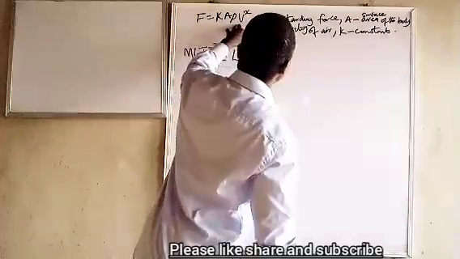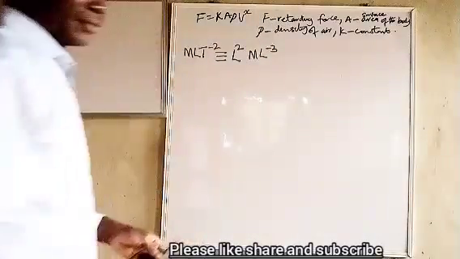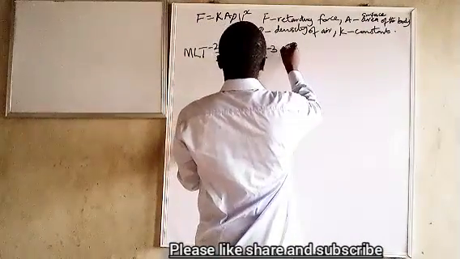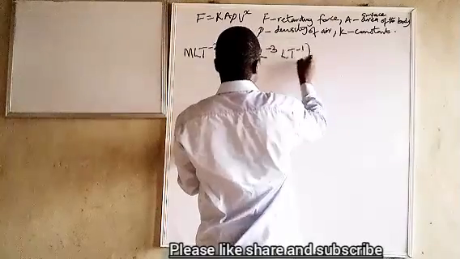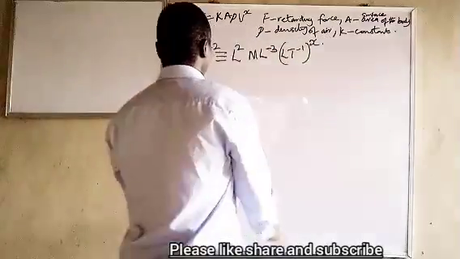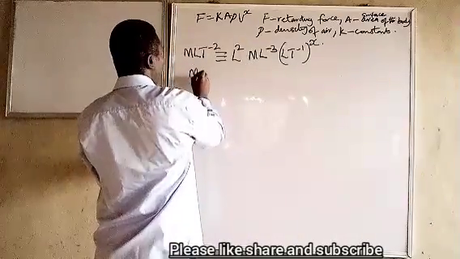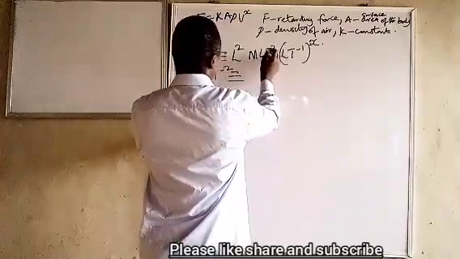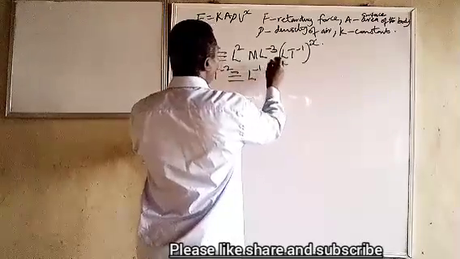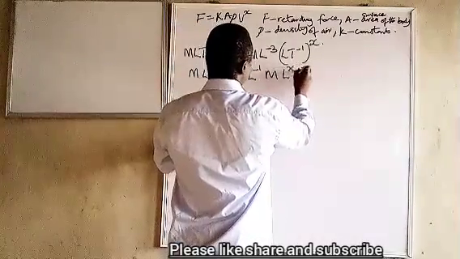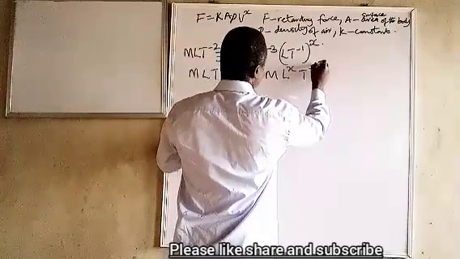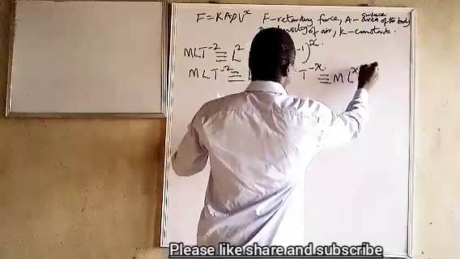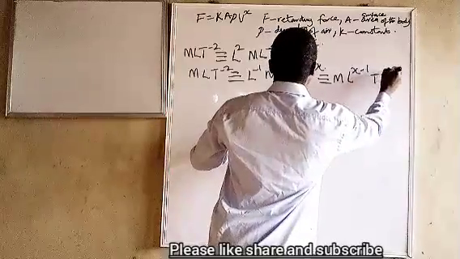And V is the velocity, the speed. So that is L T raised to power minus 1, all raised to power x. So we have M L T raised to power minus 2 equals L squared, M L raised to power minus 3, L raised to power x, T raised to power minus x. So we have M, L raised to power x minus 1, T raised to power minus x.